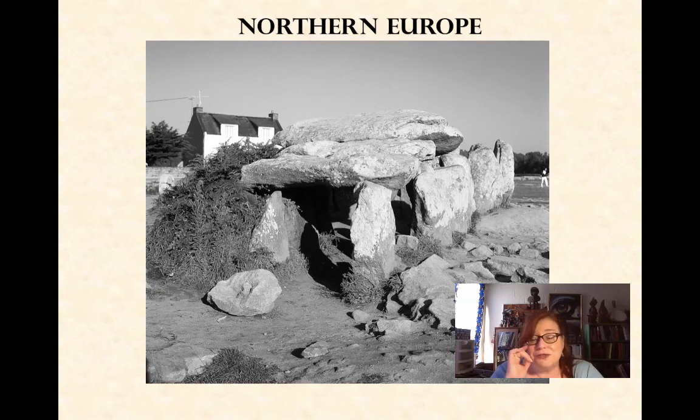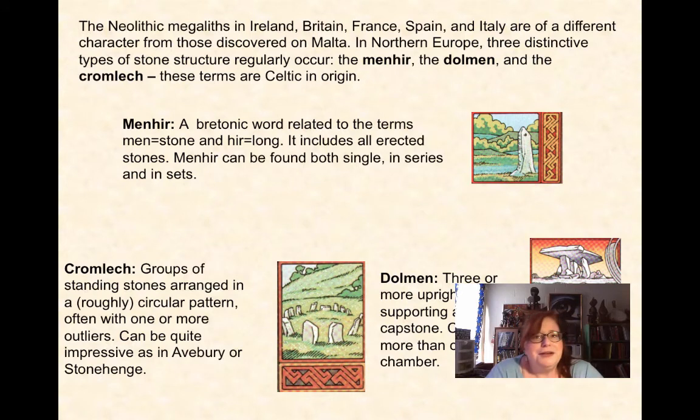So now we'll go back to Northern Europe and look at these huge rocks, megaliths. Neolithic megaliths in Ireland, Britain, France, Spain, and Italy are of a different character from the ones that were discovered on Malta. In Northern Europe, we have three distinctive types of stone structures. We have the menhir, we have the dolmen, and the cromlech.